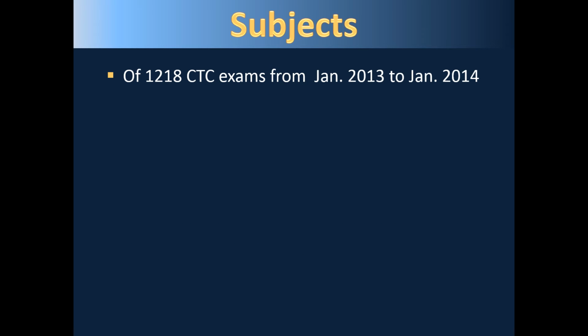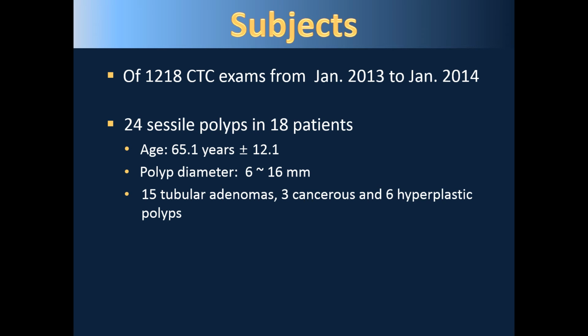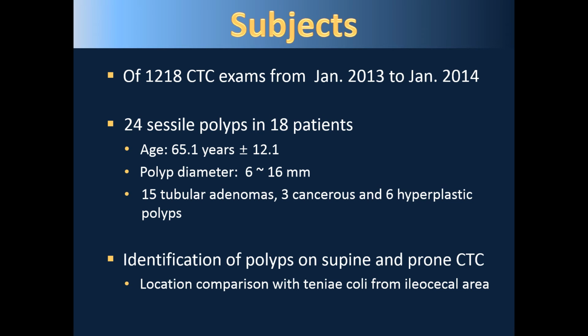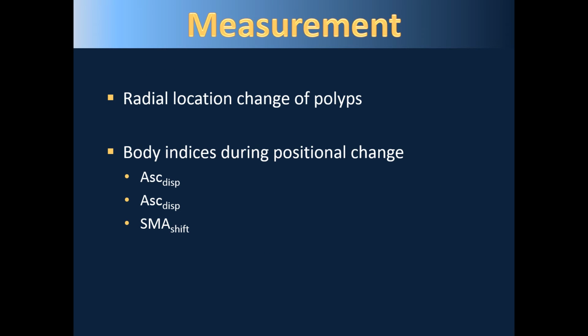We reviewed 1218 CTC exams spanning 20 months at Asan Medical Center. Among them, we investigated 24 polyps in the range of 6 to 16 mm of lesion diameter. We carefully identified the same polyp on each position by tracing down the 3 taeniae coli from the ileocecal area. We measured the radial location change of the polyp and 3 body indices. From now on, I'm going to talk about what they were and how we measured them in our study.